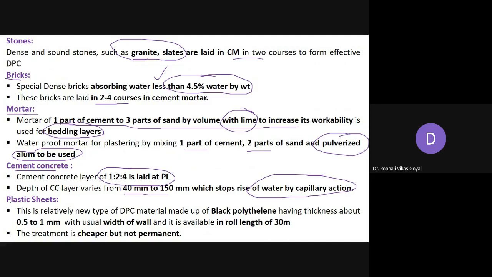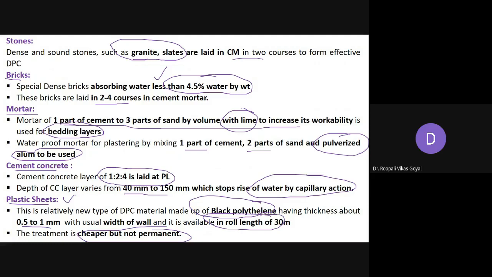Then this plastic sheets. So this is relatively a new type of DPC material, which is made up of black polythene, having thickness about 0.5 to 1 mm, and this is usually with the usual width of wall. It is available in the row length of 30 मीटर. जितना थिकनेस ऑफ वॉल है उसके विड्थ ऑफ वॉल है उसके हिसाब से आप उसको ले कर सकते हैं. एंड दिस ट्रीटमेंट इज चीपर बट इट इज़ नॉट permanent. So this is newly developed and it is not a permanent treatment. So it is a cheaper material.